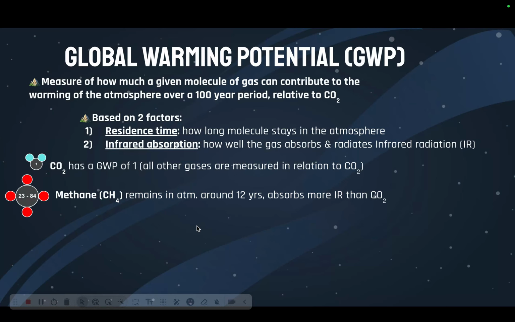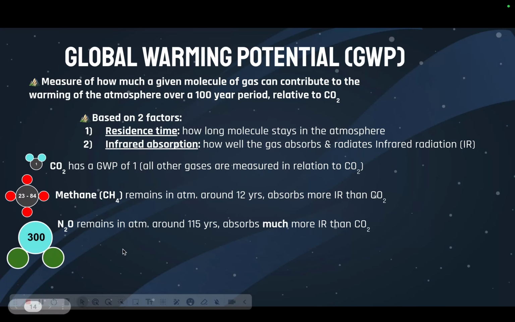Then when we look at methane, it remains in the atmosphere around 12 years and absorbs more IR than CO2. So we give it a score of anywhere from 23 to 84. That's much higher than CO2.